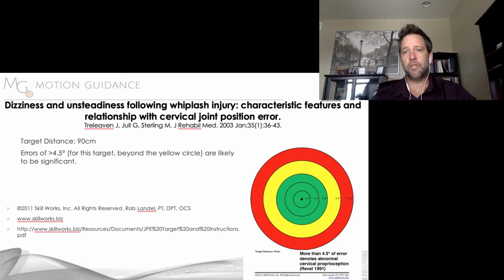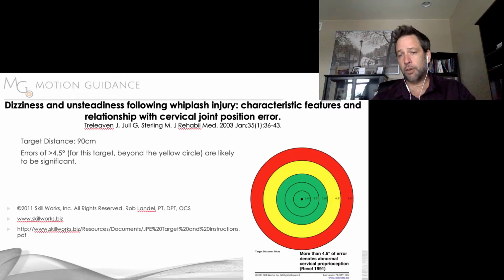The 2003 article, Dizziness and Unsteadiness Following Whiplash Injury, Characteristic Features in Relationship with Cervical Joint Position Sense Error. This is one of the classic ones showing that people with whiplash-associated disorder had more alterations with sensory motor input and joint position sense error input. But in 2011, Rob Landell took that data and created this target, put the reference on the slide for you down here. Essentially, when they were doing the joint position sense testing, everything in the yellow and the green was inside the standard deviation, the red or beyond was outside the standard deviation, and that's how we started to be able to tell from a diagnostic standpoint who was having joint position sense issues.